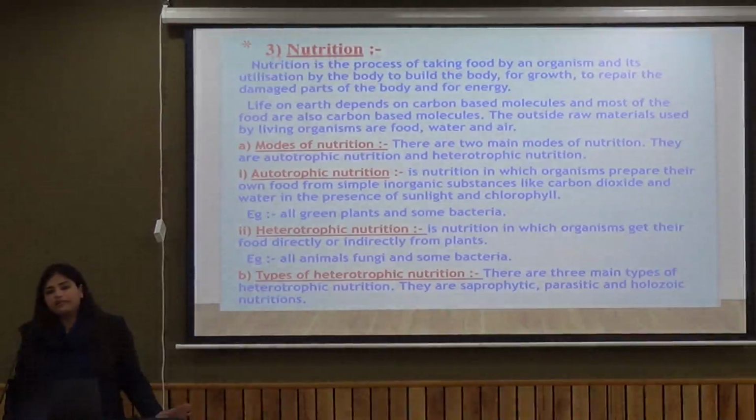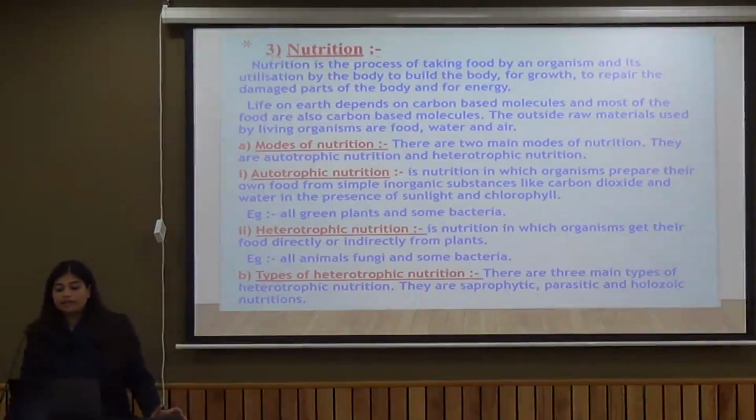Now if you remember, there are various modes of nutrition in different organisms. So the two basic modes that we have and two types of organisms that we have are: the first type of nutrition is autotrophic nutrition, the nutrition in which an organism prepares food on its own from simple or inorganic substances like carbon dioxide and water in the presence of sunlight and chlorophyll. So all of you know about the process of photosynthesis, which you have studied in the previous classes.